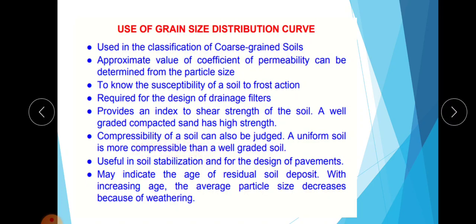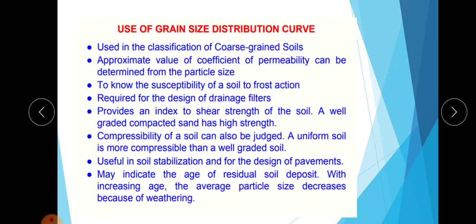The next use is in soil stabilization and for design of pavements. And it may indicate the age of residual soil deposit. With increasing age, the average particle size decreases because of weathering. So it is clear that due to the passage of time there will be weathering, and due to weathering the particle size decreases. So actually it indicates the age of residual soil deposit. These are the uses of grain size distribution curve.